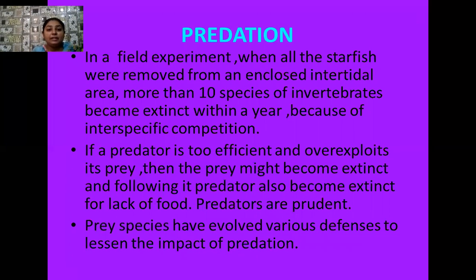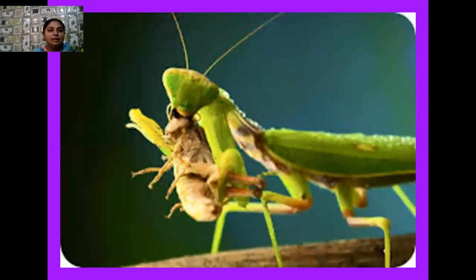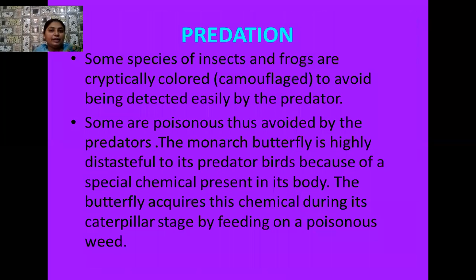Another thing is, if the predator is too efficient and overexploits the prey, the prey might become extinct, and following it, the predator also becomes extinct for lack of food. So the predators are very prudent. The prey species also evolved various kinds of defenses to lessen the effect of predators or predation. Here I want to tell you some examples of how the prey species evolved themselves to minimize the effect of the predators. We are going to see the example of some insects and frogs.